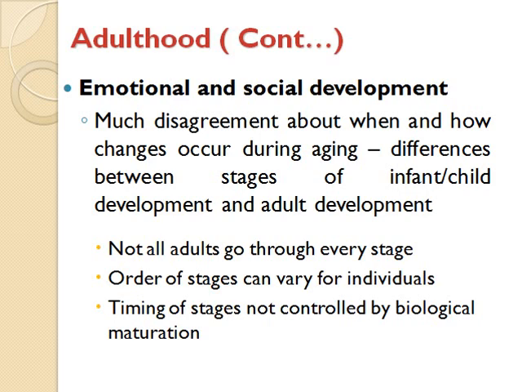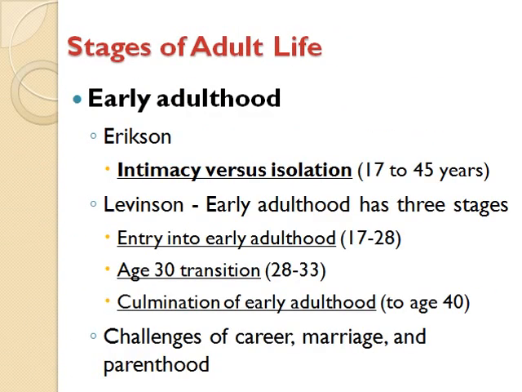Stages of adult life. The first one is early adulthood, which is called intimacy versus isolation, from 17 to 45 years. Now, Levinson has divided early adulthood into 3 stages. The first one is early adulthood, from 17 to 28, a transition period from age 28 to 33, then culmination of early adulthood until 40 years, where you see more challenges of career, marriage and parenthood all during the period of early adulthood.